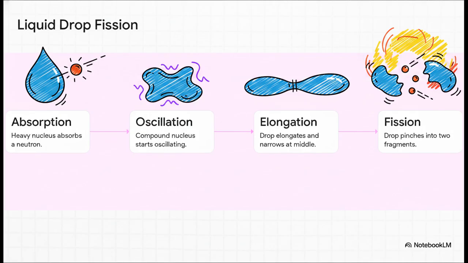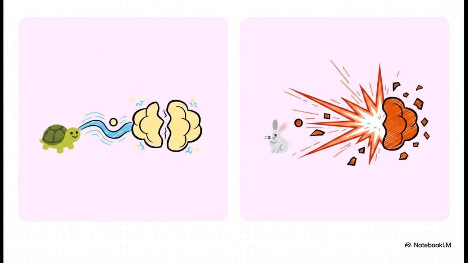And in the process, it releases massive energy, plus an average of 2.4 brand new fast-moving neutrons to keep the whole cycle going. Now, we really need to clear up a vital distinction in terminology here between fissile and fissionable materials.